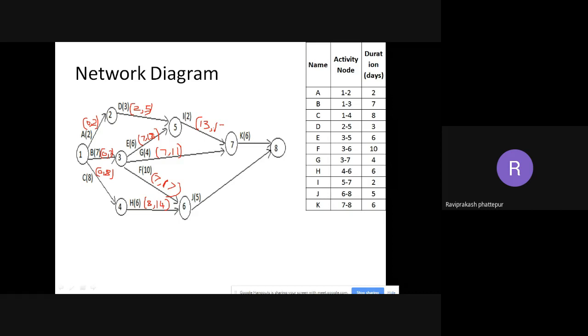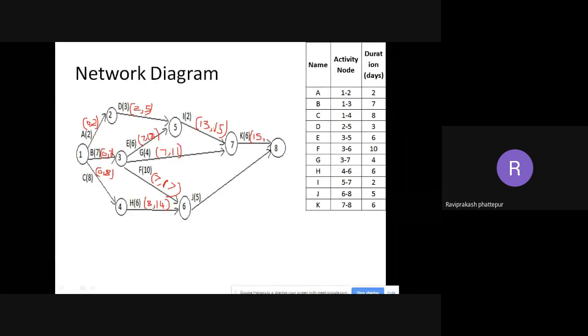Now if you see again at node 7, or activity K, again two activities are preceding it, that is I and G. So which is highest we need to take? Always in the forward pass, the highest duration will be taken. So it will be 15. It will start at 15 comma 15 plus 6 is 21. So this is 15 comma 21.